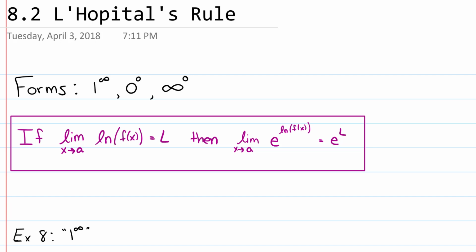And the way we're going to get around this is by taking the ln of both sides, and we're going to create fractions, because L'Hopital's rule only works if you have a fraction. So we have the property that says if the limit as x approaches a of ln of f of x is equal to L, then the limit as x approaches a of e to the ln of f of x is equal to e to the L. Basically, we're just raising both sides by e.